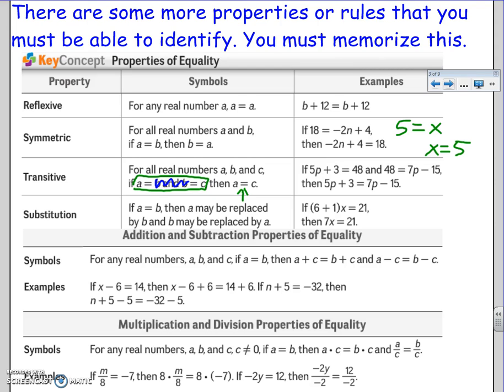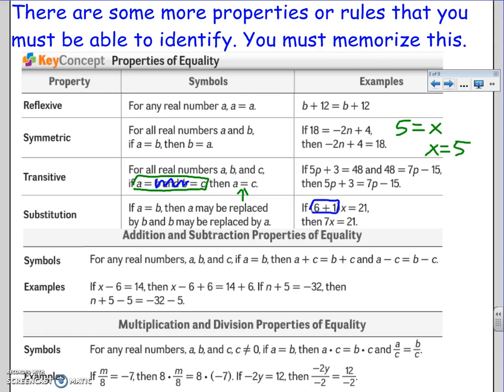Substitution. You just plug something in or replace it. Here they just replace 6 plus 1 with 7. I mean, that's really simplifying, but same thing. And then y'all know addition, subtraction, properties of equality. Whatever you do to one side, you do to the other side.